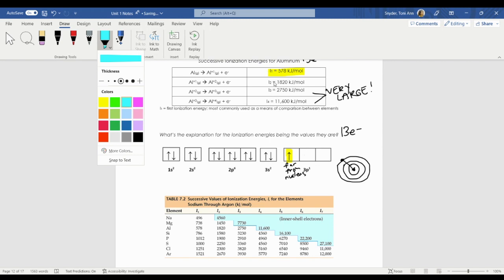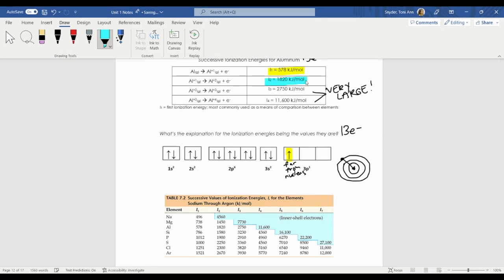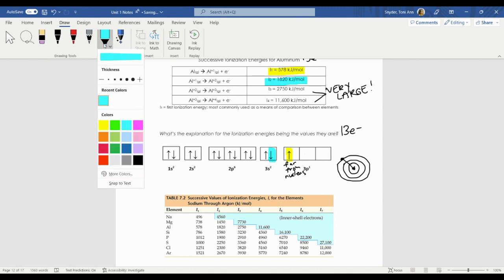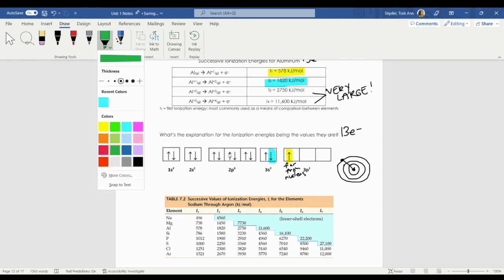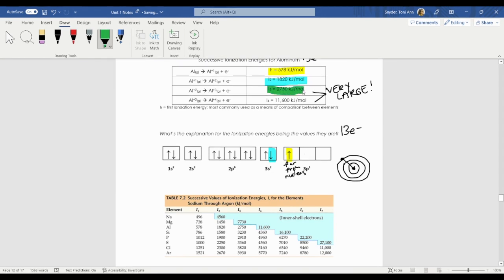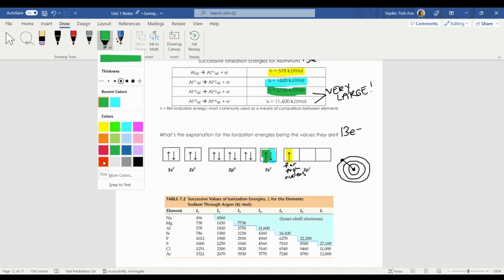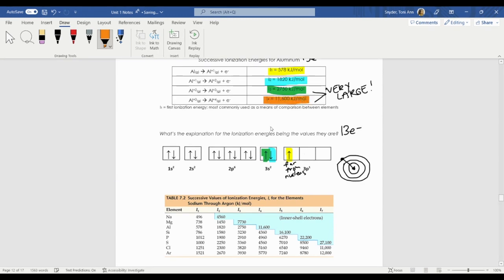Which one of these electrons would correspond to the second ionization energy? Well, that one has to be the next farthest from the nucleus. This would be one of my 3s electrons right there. And in the same vein, what about the third ionization energy? Well, that would have to correspond to this one right here. Now, you might be able to infer that this fourth ionization energy must correspond to this one right here.